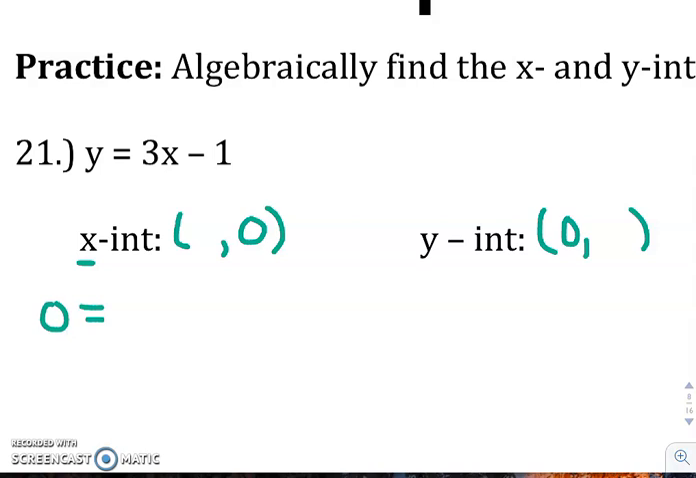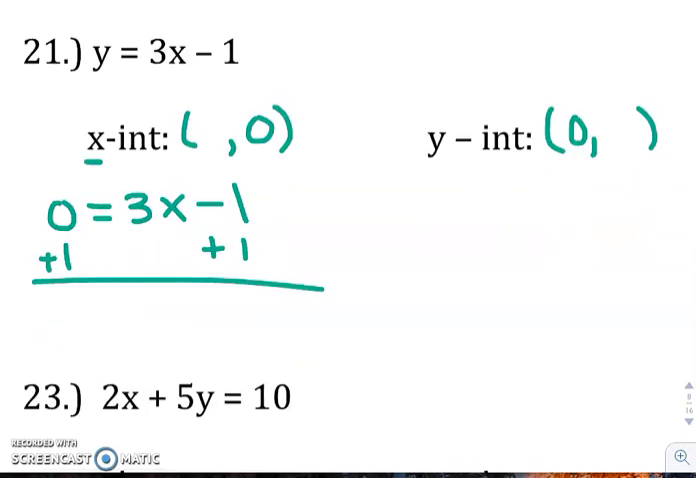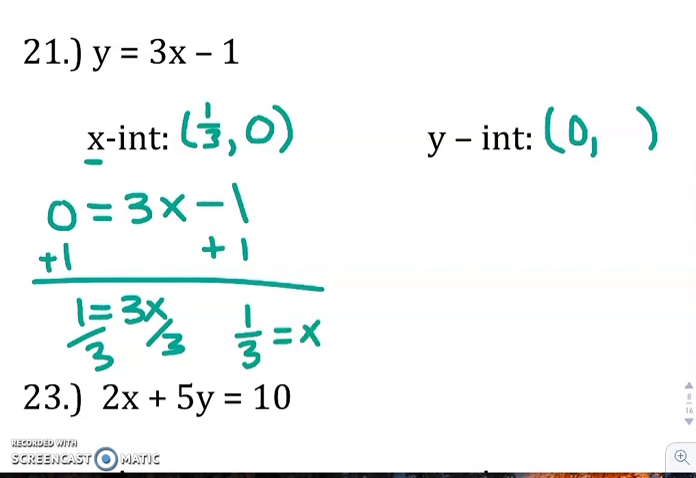So 0 equals 3x minus 1. And then you guys just solve. So you'll add the 1. 1 equals 3x. And divide by 3. So your x-intercept is 1/3.